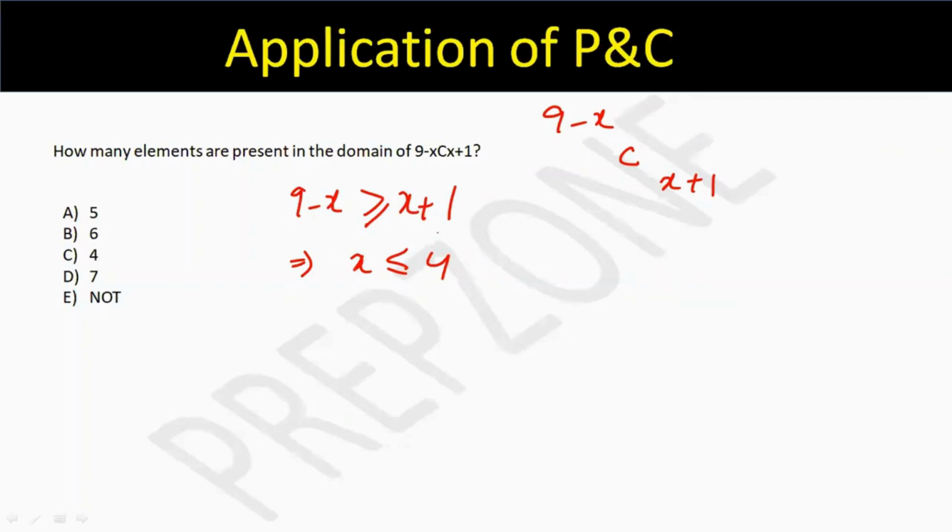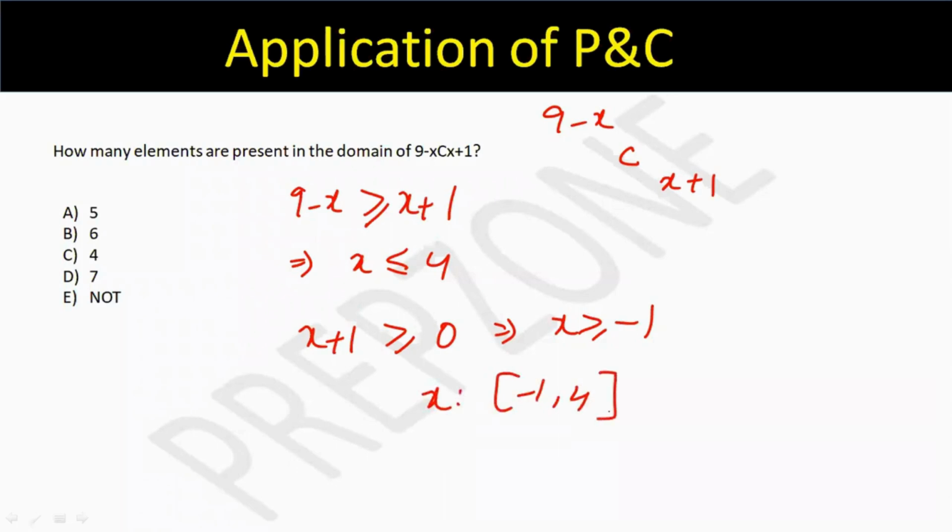So is that all? Also, x plus 1 should be greater than or equal to 0. Okay. Yeah, that is it. So, how many values? 6. 6 values. Yes. Guys, even after solving until here, you have made a mistake. It is not 5 values. 0 is also included: -1, 0, 1, 2, 3, 4. So the answer is 6.